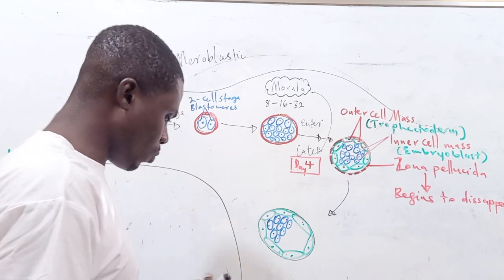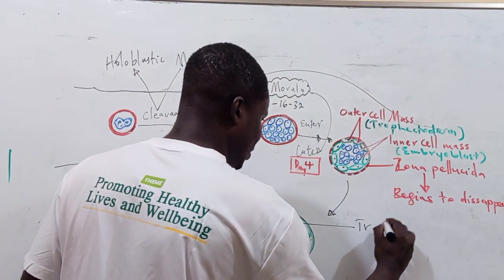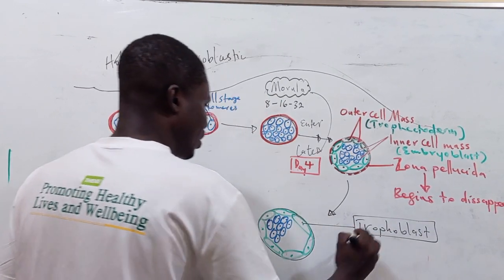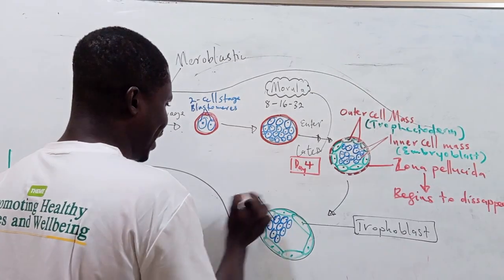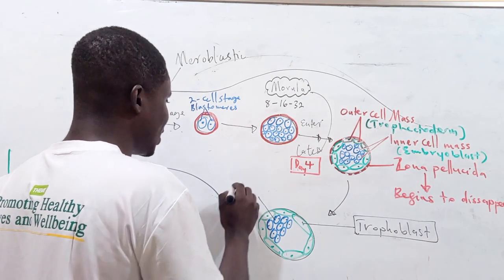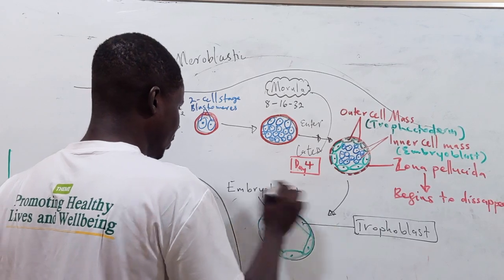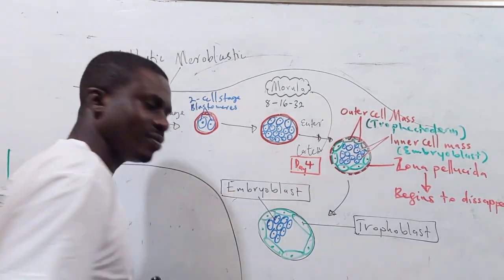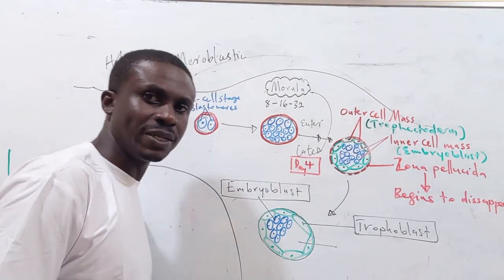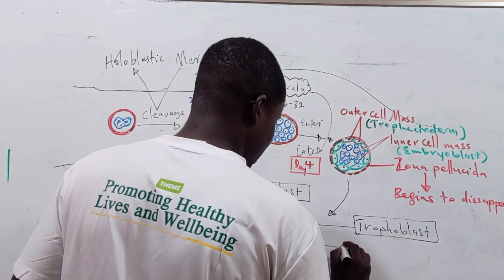Okay, so at this point, what you will see is that, let me say, I have my trophoblast of the outer cell mass. Then I also have this guy, which forms the inner cell mass, which we call the embryoblast. Yes. And then there's a cavity created over here filled with some fluid, and this cavity is what we call the blastocele.